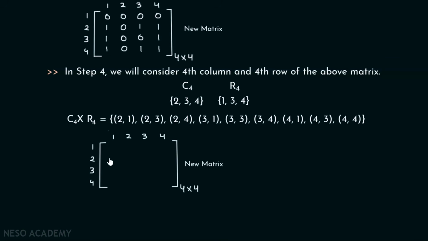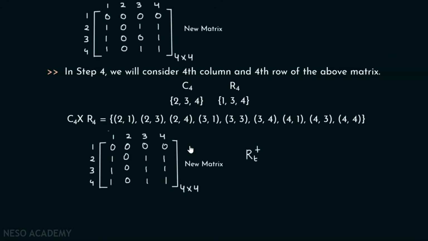Let's place 1 over here in (2,1), then (2,3), then (2,4), then (3,1), (3,3), (3,4), (4,1), (4,3), (4,4). Right? Here we have to place all zeros. As you can see over here, we have to place 0 over here as well. Right? This is how new matrix looks like. Right? And let me tell you, this is nothing but RT plus. This is nothing but transitive closure of relation R.